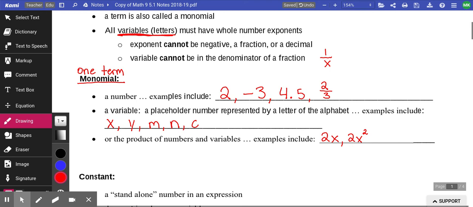We could do decimals. So we could do something like 0.5 times y. So 0.5y. That's a monomial. It's one thing. And we could also do fractions. So if you saw something like 3 over 4, I'm going to do a z squared. That's a monomial still. So the 3 divided by 4 is just a number, and it's timesing z squared. That's a monomial.